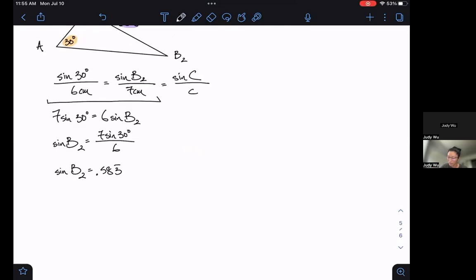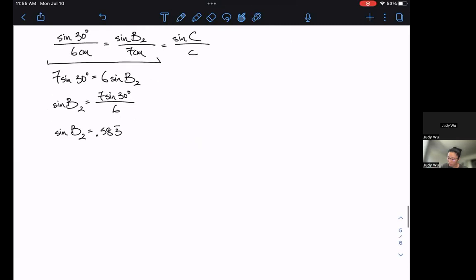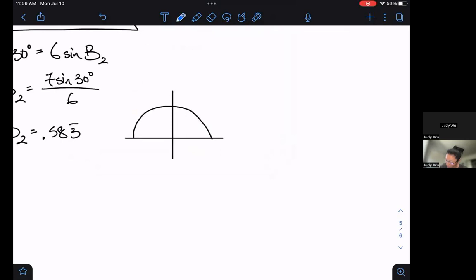So think back to the first video where I said sometimes our calculator just gives us one answer, right? If we type this into the calculator, we're going to get one answer, one angle that has a y value of 0.583, right? So let's kind of draw that here. We'll just draw the top half of our unit circle because we know we're only looking for up to 180 degrees, all right?